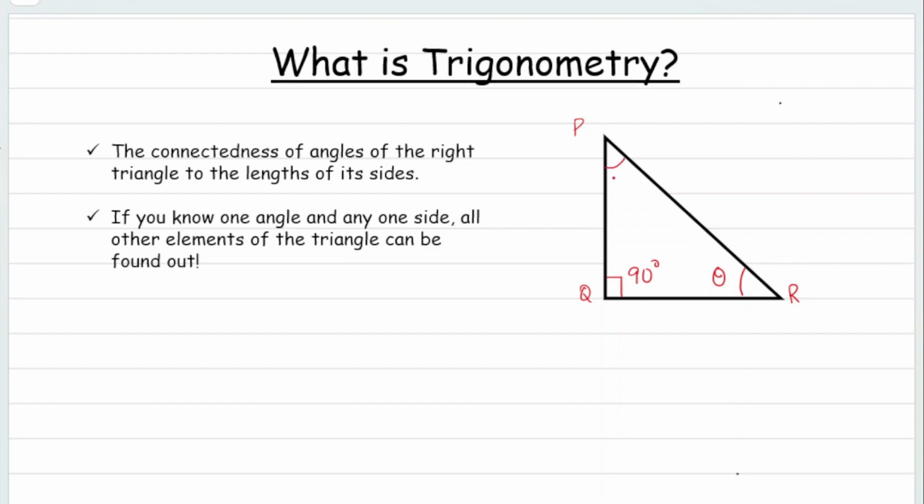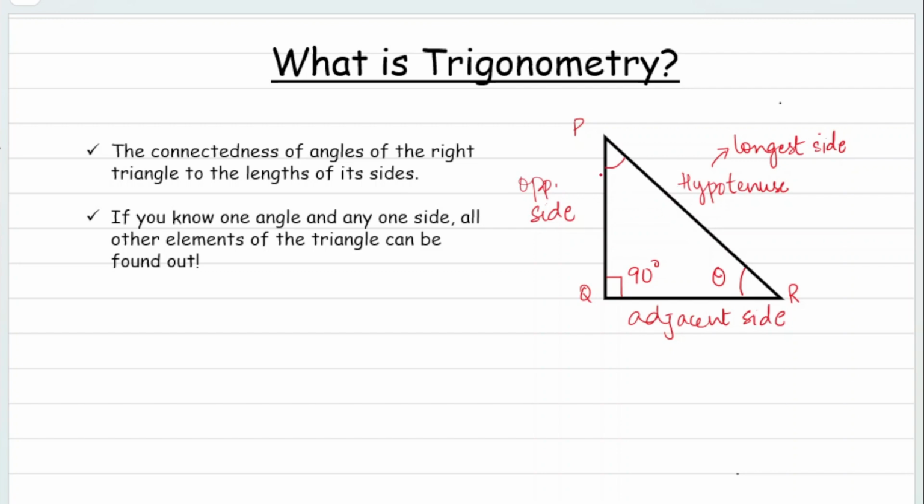Now, all the three sides of the triangle get their names based on where these sides are relative to this angle theta. First of all, this slanting side, which is directly opposite to the 90° angle, is called the hypotenuse. And always remember that the hypotenuse is always the longest side of the right triangle. The side, this PQ side, which is across from theta, or which is exactly opposite to this theta, is called the opposite side. And the side which is touching this angle theta, this QR side, is called the adjacent side.